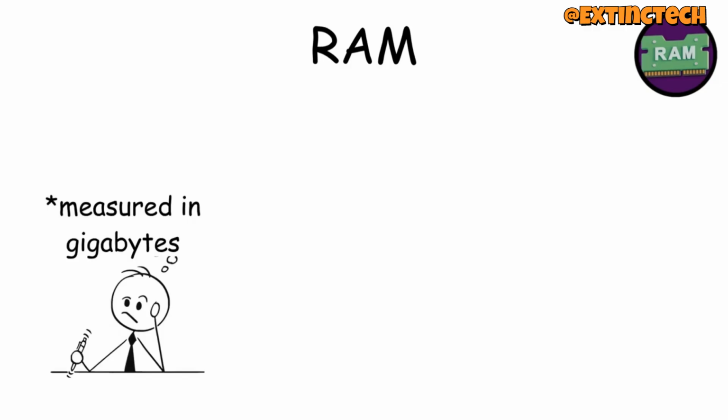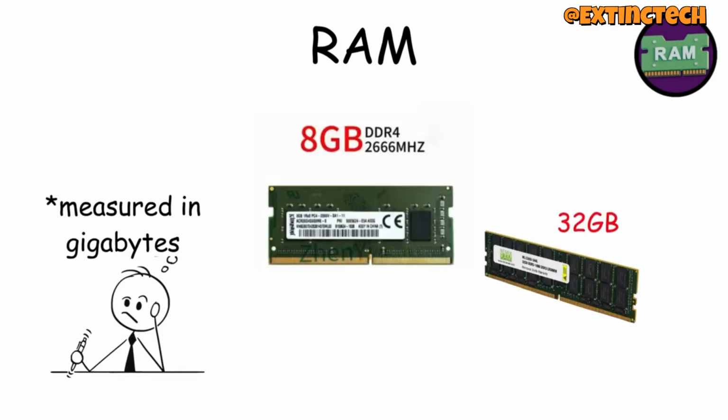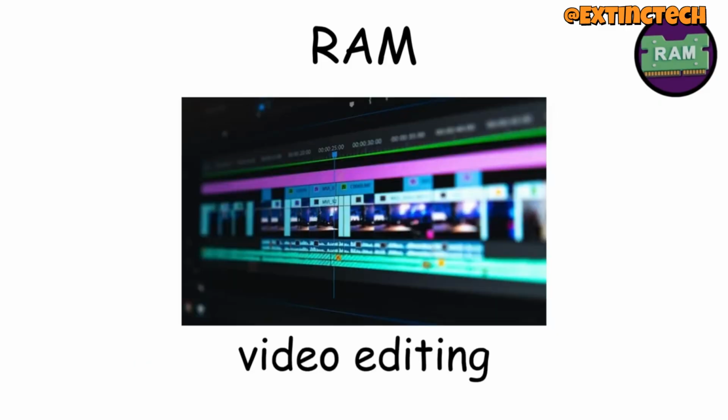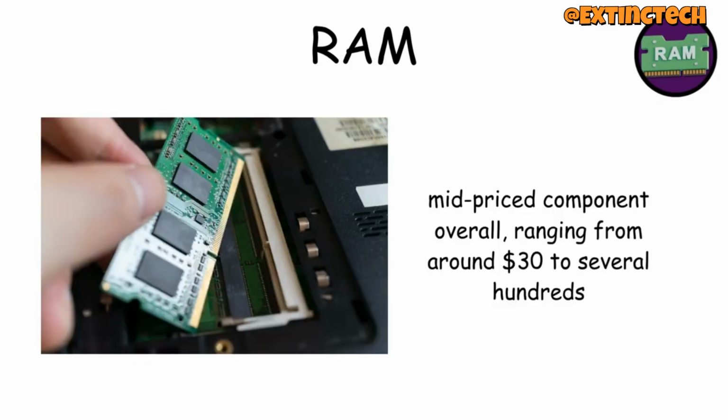It's typically measured in gigabytes, and most systems today come between 8 gigabytes and 32 gigabytes. Faster and larger modules can make a noticeable difference in high-demand tasks like video editing or gaming. It's a mid-price component overall, ranging from around $30 to several hundreds, depending on the specifications.